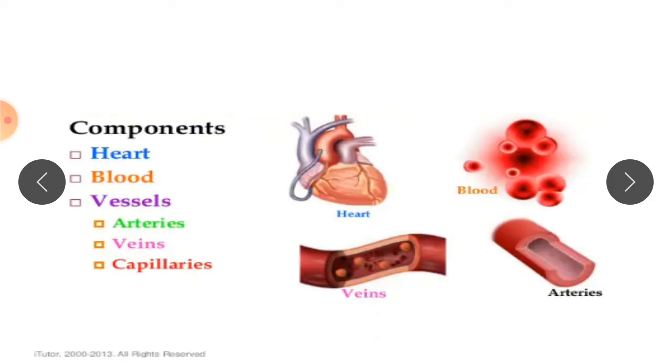Here you can see the components of the circulatory system: heart, blood, and vessels. In vessels we have arteries, veins, and capillaries. Here you can see the heart, these are the blood cells, this is the shape of the veins, and this is the shape of the arteries. So these all are the components of the circulatory system.